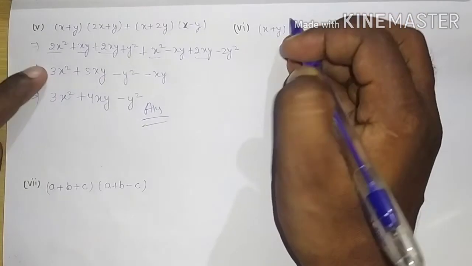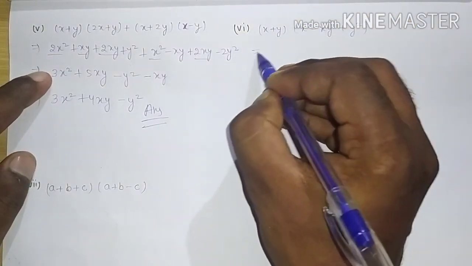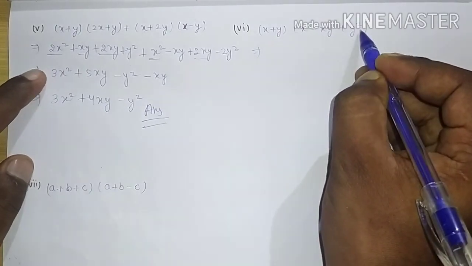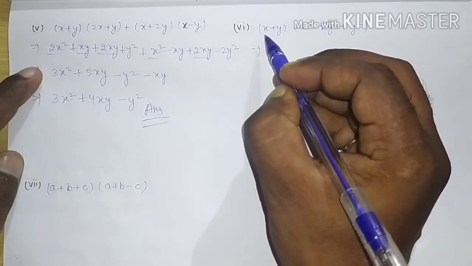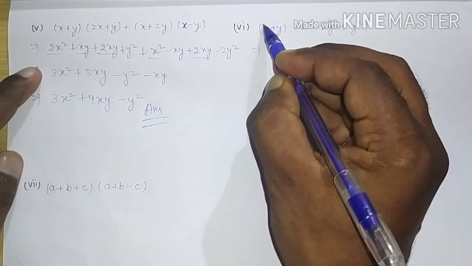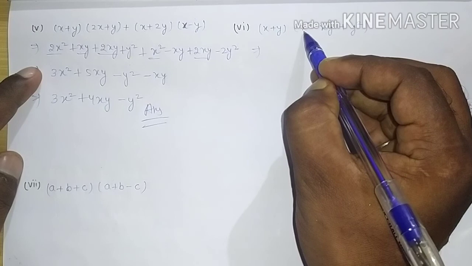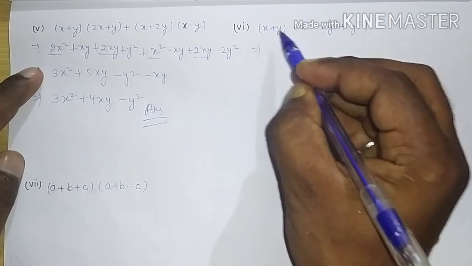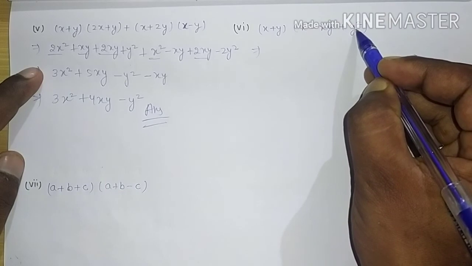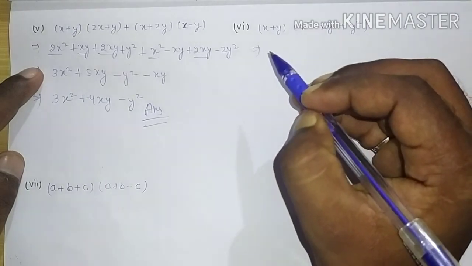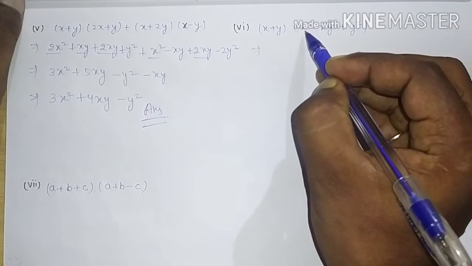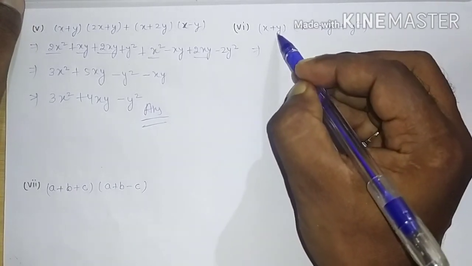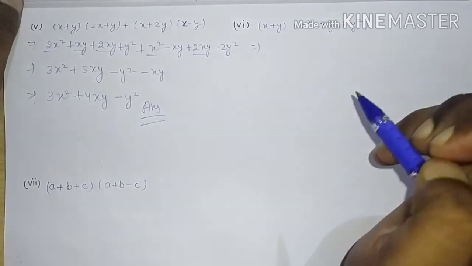Similarly, question number 6. X plus y into x square minus xy plus y square. In this question, what we have to do? X is multiplied into x square, then x is multiplied into minus xy, then x is multiplied into y square. After same process we have to do. Y is multiplied into x square, then y is multiplied into minus xy, then y is multiplied into y square.